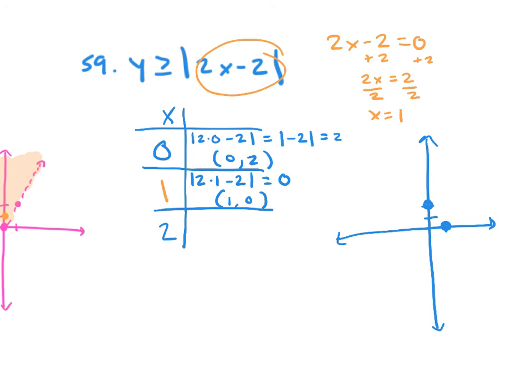What do we plug in next? So 2 times 2 minus 2. What's 2 times 2? And what's 4 minus 2? 2. And the absolute value of 2 is 2. So then what's our point here? 2, 2. So go to the right 2, up 2. Do we connect these dots with a solid V or dotted V? Perfect. We have that equal to, so it is a solid V.